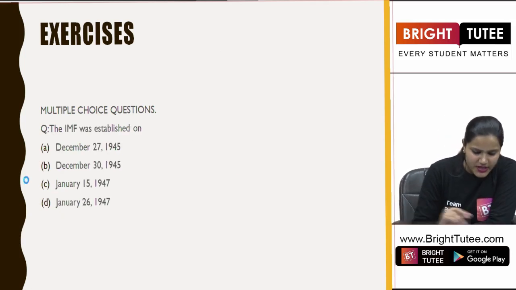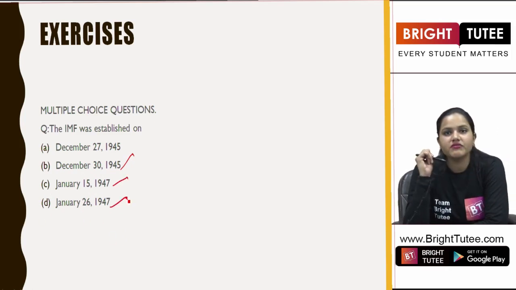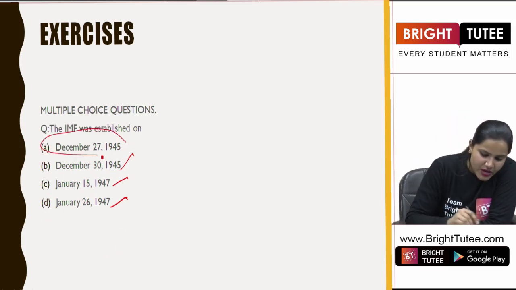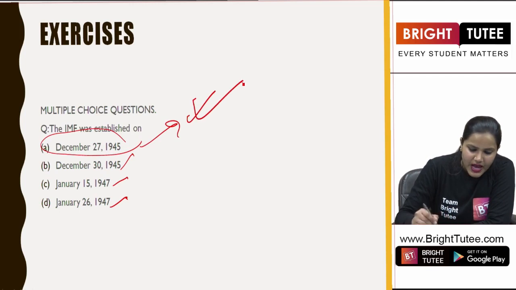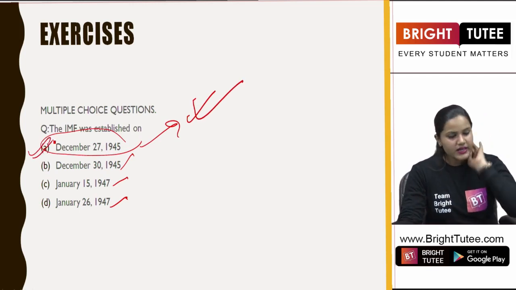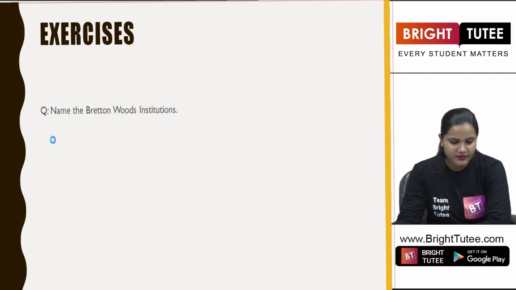The next question is, the IMF was established on A. December 27, 1945, December 30, 1945, December 15, 1947, December 26, 1947. What is the correct answer? Yes, we read that December 27, 1945. This is the correct answer for the establishment of the International Monetary Fund.